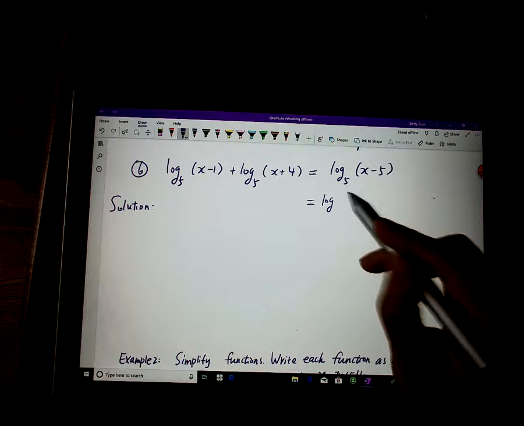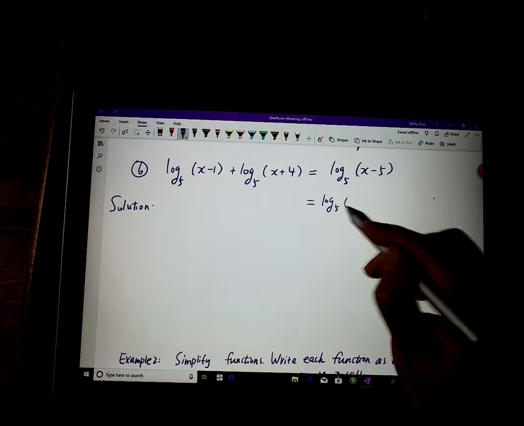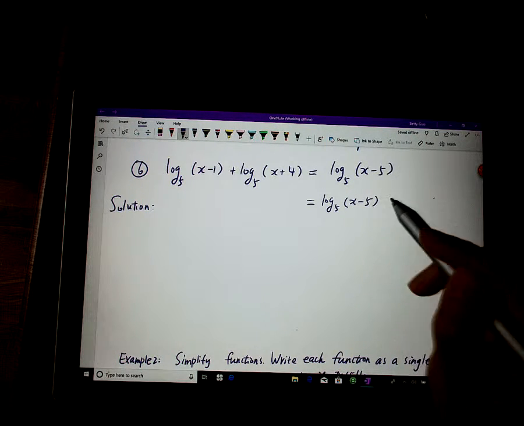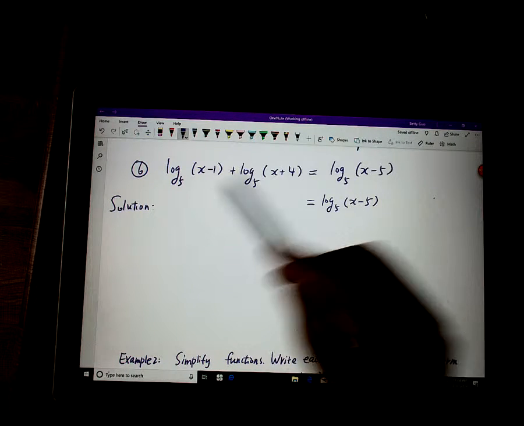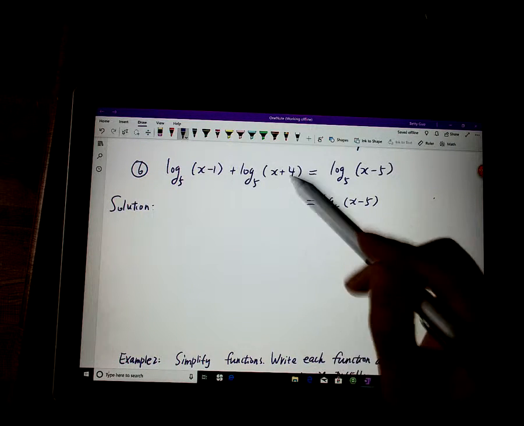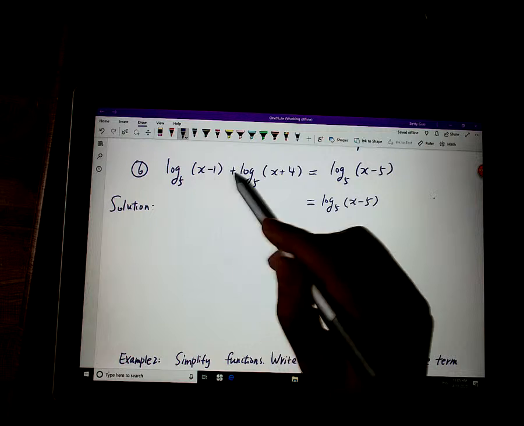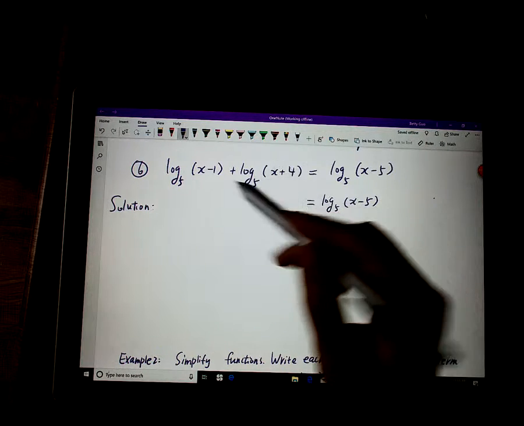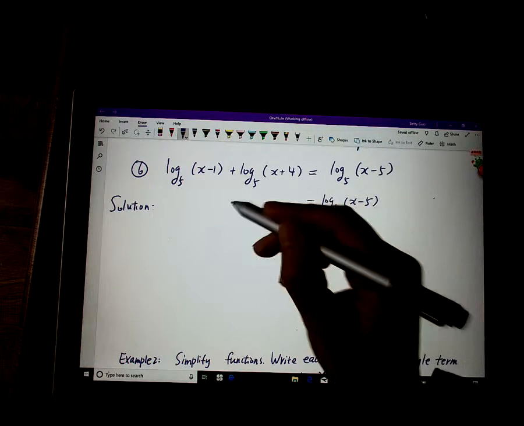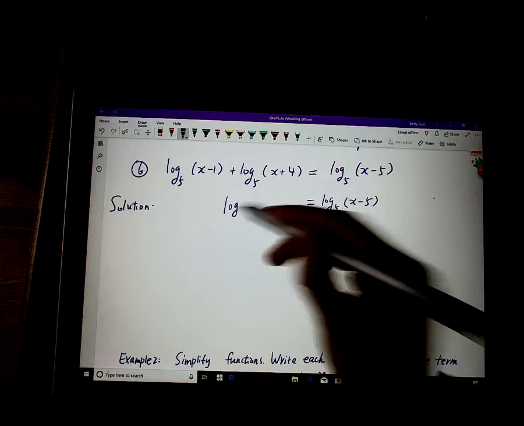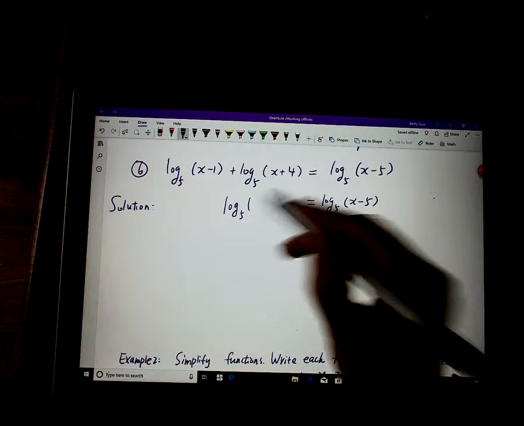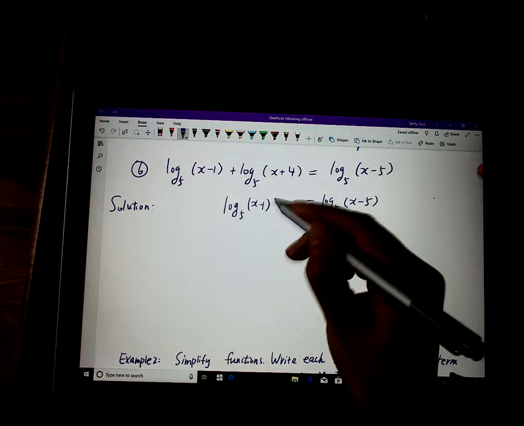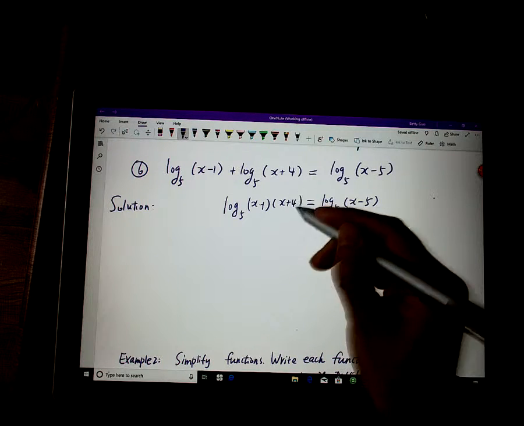We actually had a very similar problem earlier, right? So it's natural to think that we're going to condense the left-hand side. We're going to add up the 2 like-base logarithms by applying the product rule. We keep the base and multiply their antilogs, x minus 1 times x plus 4.